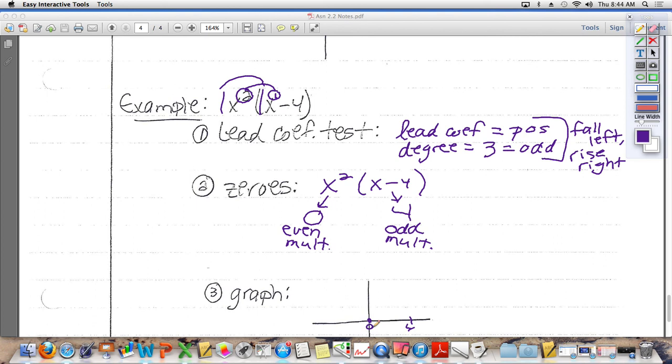0 and 4. Alright, we know that the graph is going to fall on the left side. It's going to rise on the right side. So go to your leftmost 0, head down. Go to your rightmost 0 and head up. 0 has an even multiplicity. So at 0, what do you do? You're going to bounce. So that means you have to head back down. It bounces. But if it's odd multiplicity, it's actually going to cross right through. So after you head down, you know you're going to have to curve back up and cross right through.